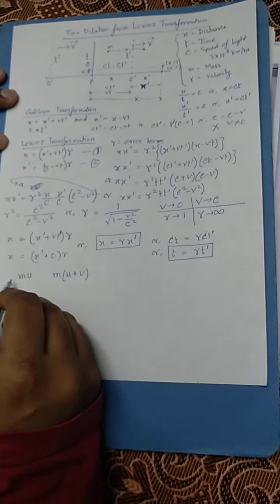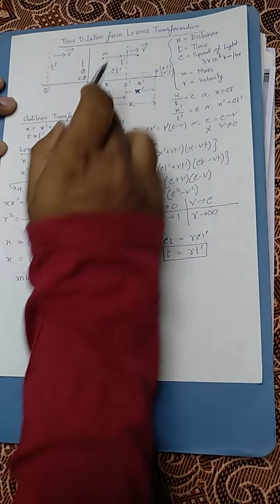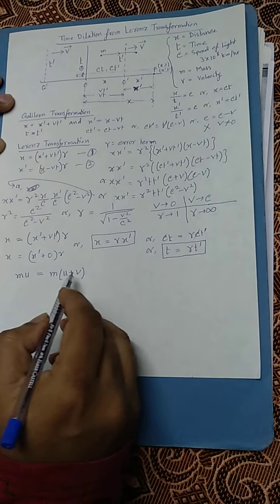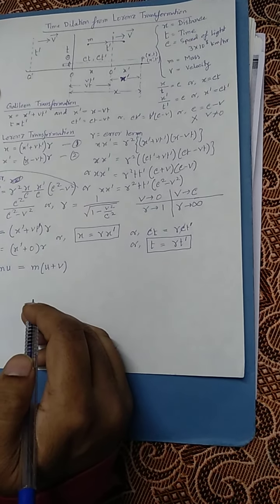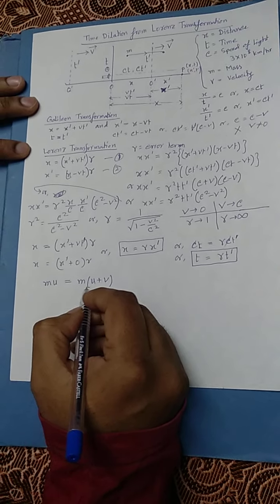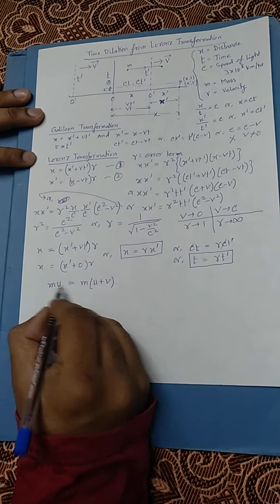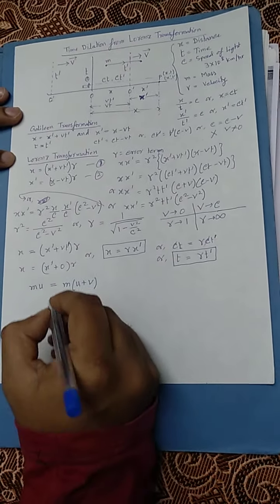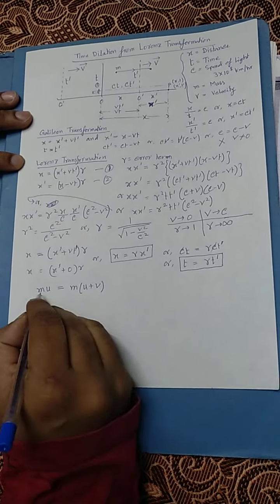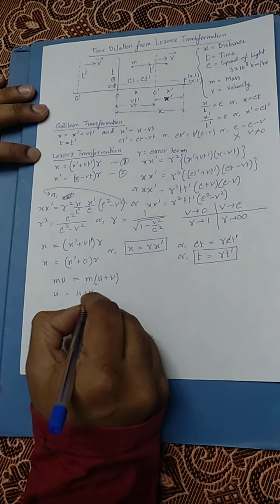Now, from the conservation of momentum, I can write them as equal, because in both reference frames the momentum will be the same, from Newton's principle of conservation of momentum. If I assume both m are the same, then obviously m is going to cancel out. So u is equal to u plus v.